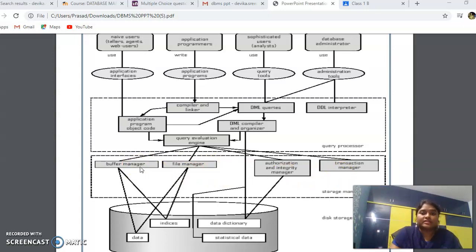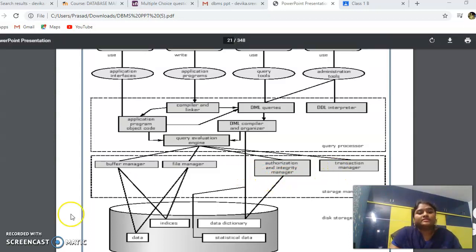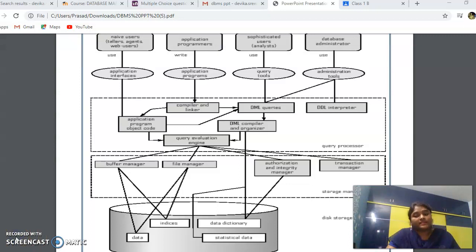Buffer manager will take care of where the space is located. If any empty space is available, the buffer manager will indicate that there is space at a particular block. File manager maintains the files. Authorization and integrity manager checks whether the data asked for by a user is authorized, that is, whether they can give the data to that particular user or not. Transaction manager takes care of all the transactions being performed.